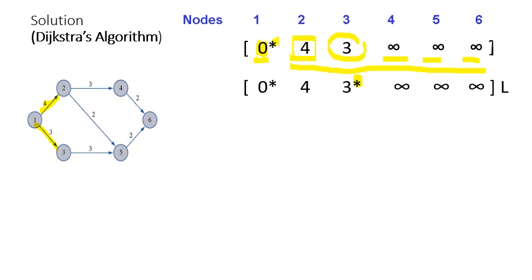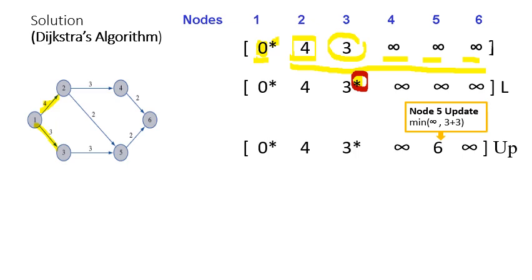Okay, so let me repeat. In this labeling step, you check all the labels that do not have an asterisk, in other words, all temporary labels. Among all temporary labels, you pick the one that is the smallest. Here in this case, the smallest temporary label is 3, so now we make that temporary label permanent by putting this asterisk here. Okay, so that's the labeling step.